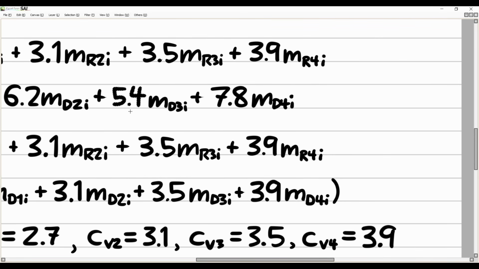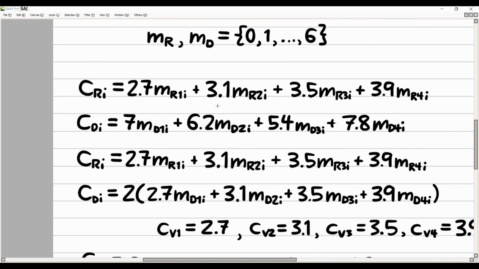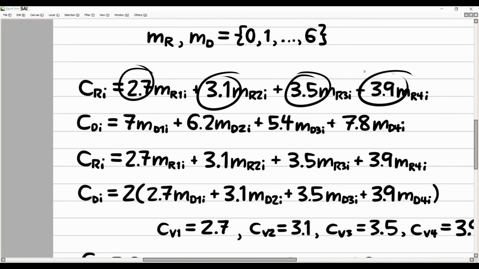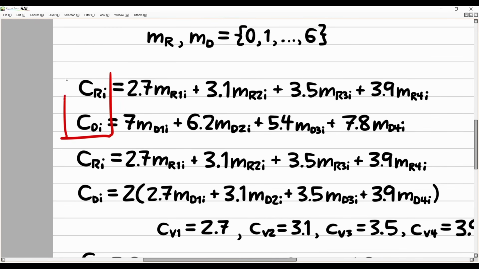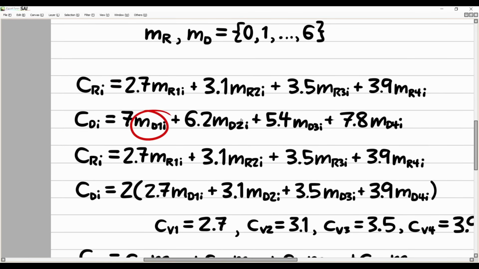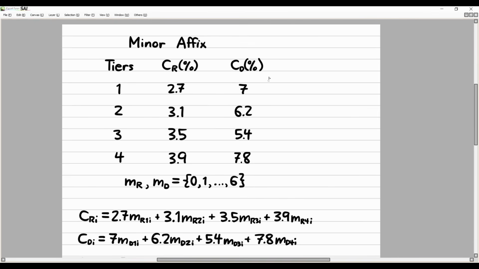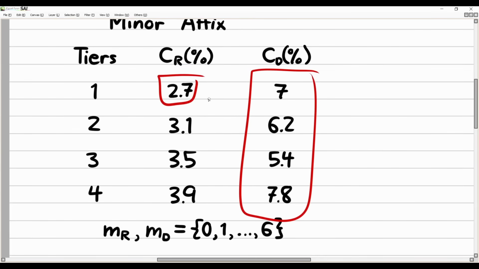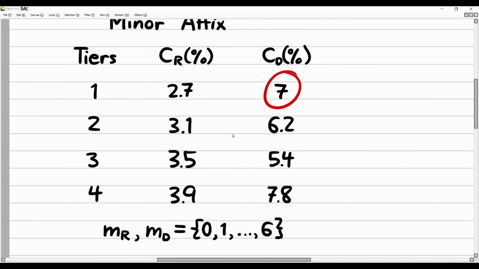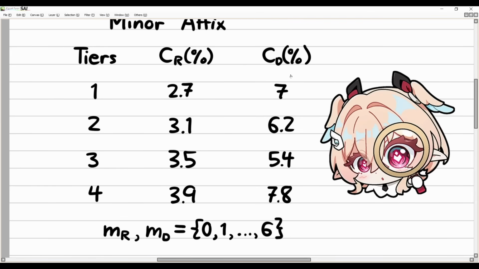And now it's like this. It doesn't match up as cleanly, but by all means, you can still factor a 2, and you will still see all of these coefficients in here, and the overall crit damage and crit rate doesn't change. What matters is that we have these integers and that they correspond to a specific value from the different tiers. So it doesn't matter what we define tier 1 to be. It could be 2.7 and 7 for all we care about. These are just the values we observe in the game.